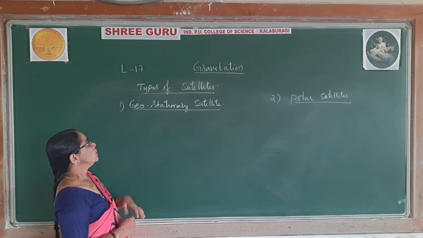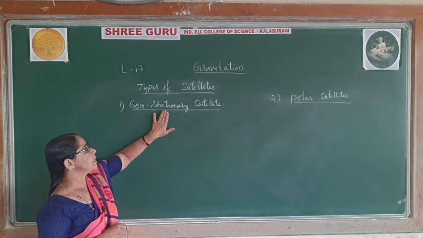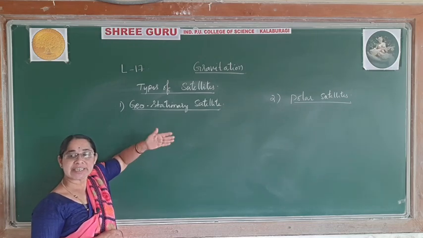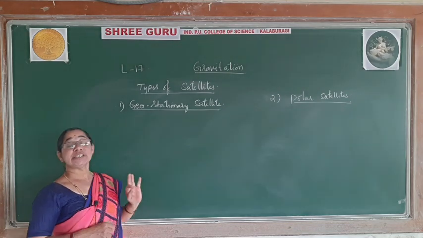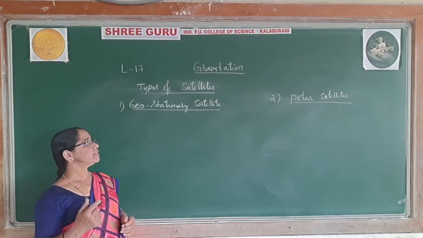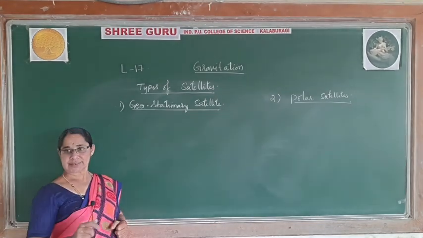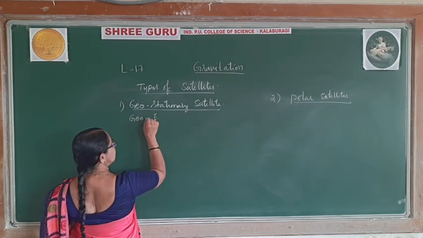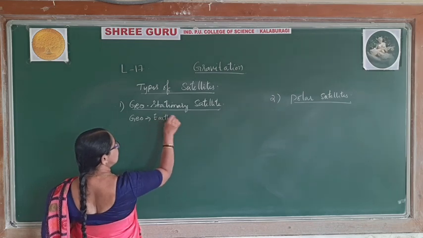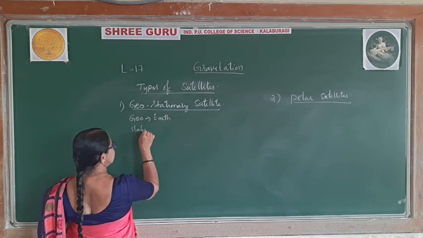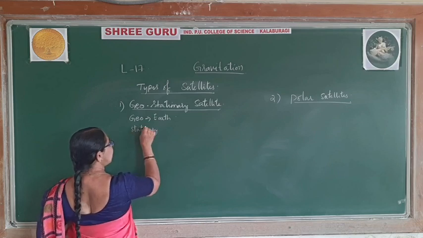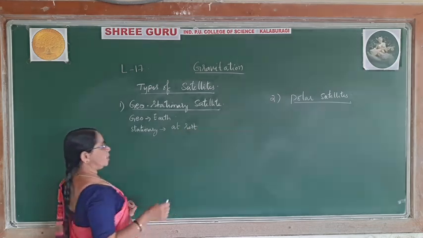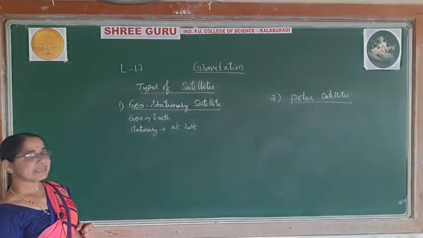Geo means earth. Stationary means which is at rest. So the one satellite which is stationary with respect to the earth is called as geostationary. So that is called the geostationary satellite. Please remember, the first point I want to say is geo means earth, stationary means it is at rest. So the one satellite which is at rest with respect to the earth is called a geostationary satellite.